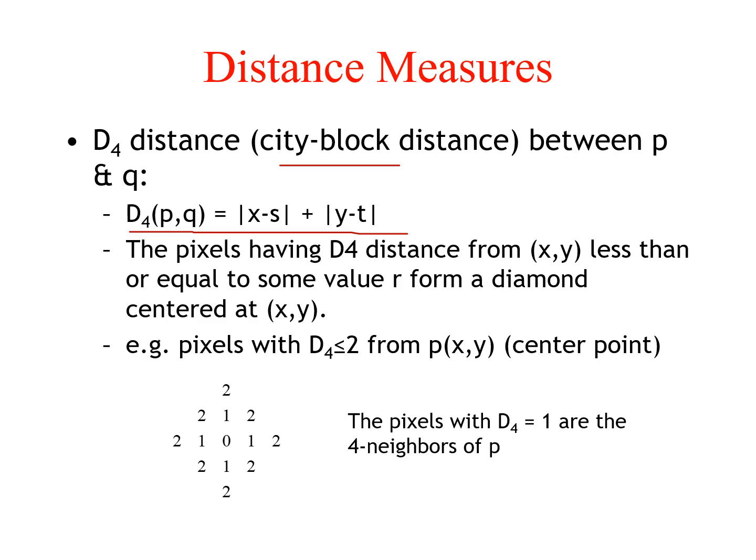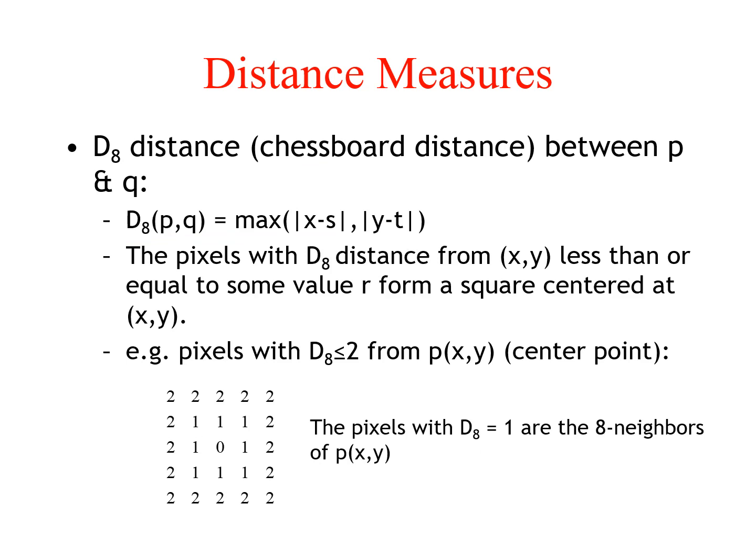Next is the D8 distance, known as the chessboard distance between p and q, and it is given by this formula. You have to take the absolute values and then whichever is maximum. If you apply the definition of a circle here, you will get a square disk.